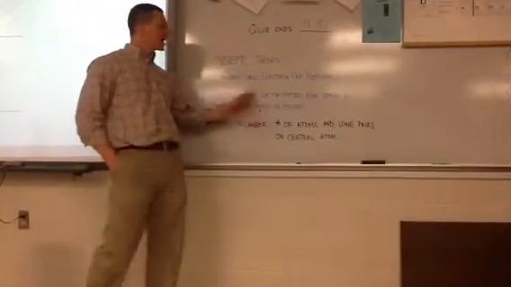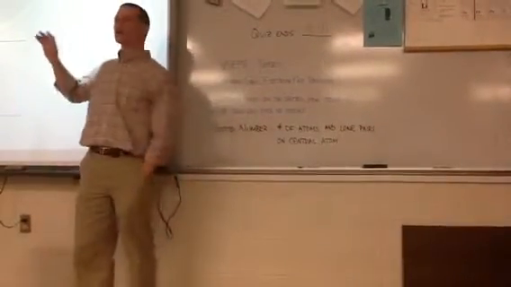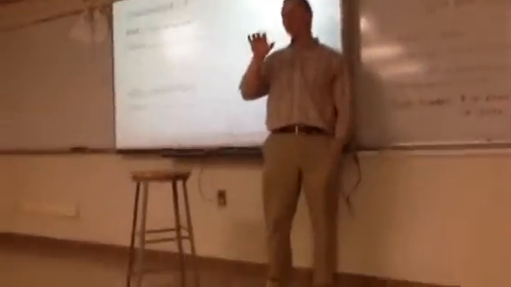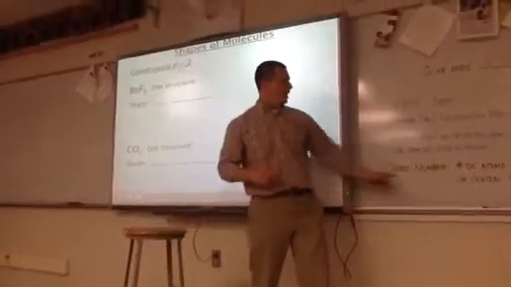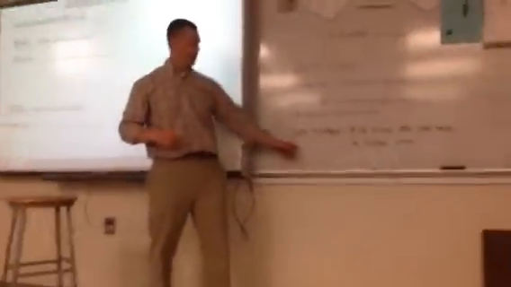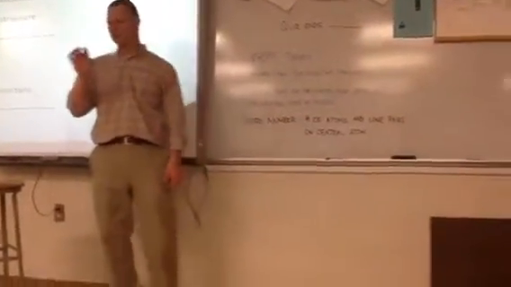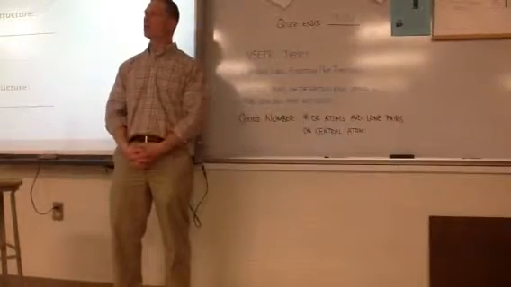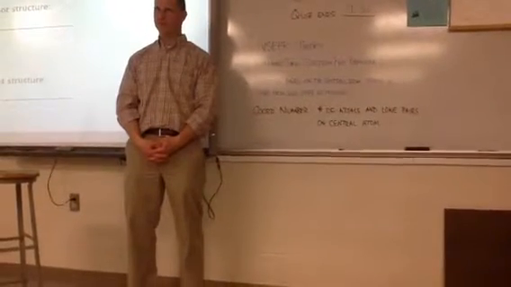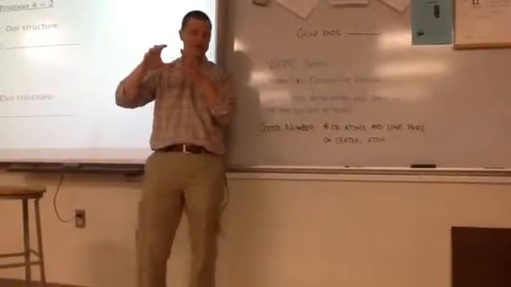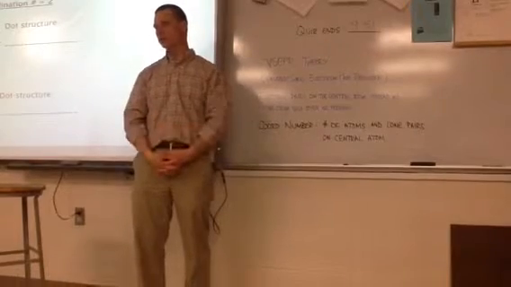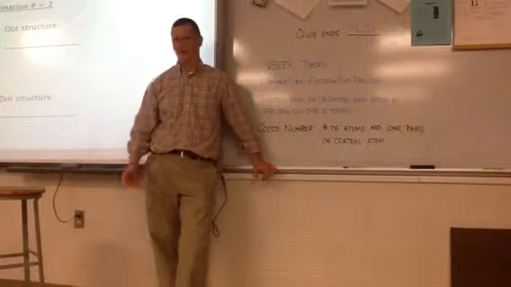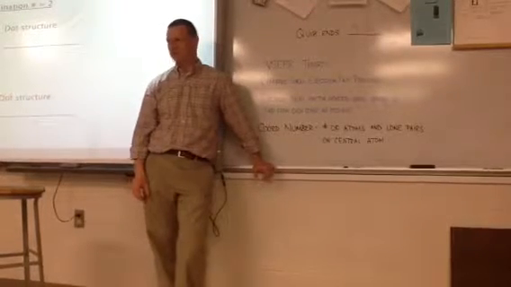I'm going to be describing VSEPR theory in an order. The order is going to be based on what I call the coordination number, and that's the number of things around the central atom. The coordination number is the number of atoms attached to the central atom, plus the number of lone pairs on the central atom. Because the lone pair is a pair of electrons that will repel the other pairs of electrons that are making bonds, they definitely deserve to be recognized in the coordination number.